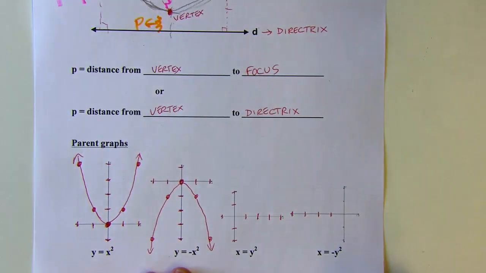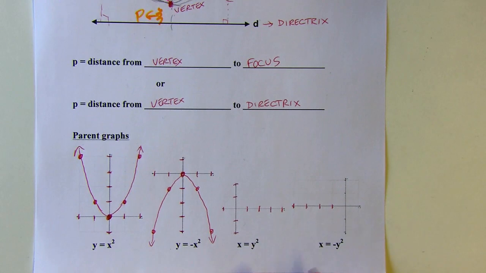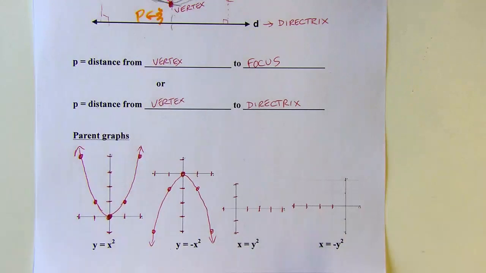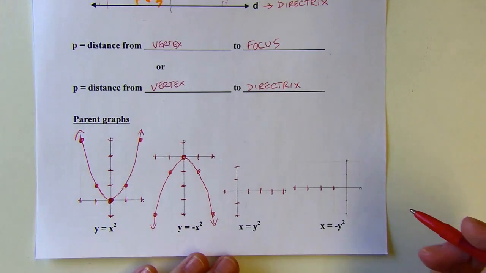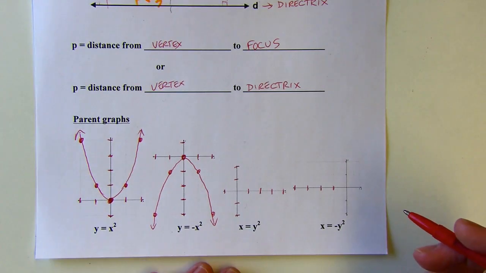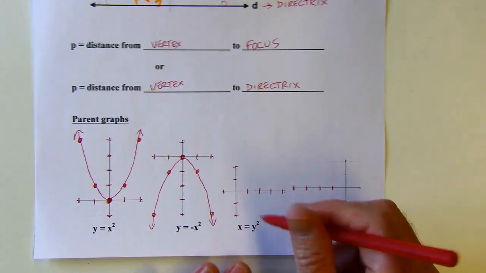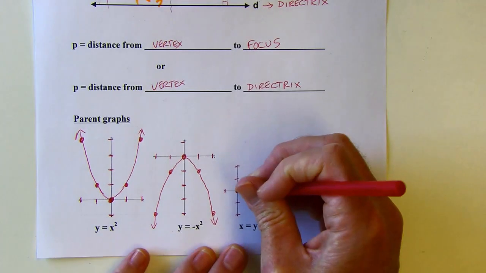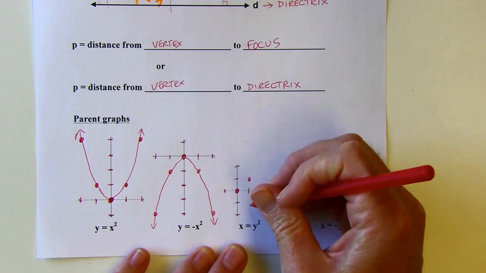Okay, so those two should be familiar to you, but we haven't looked at x equals y squared or x equals negative y squared. Okay, so this is a big moment because finally we've got sideways parabolas. They've always opened up and down. X equals y squared will open to the right, so it's going to have the same dimension.